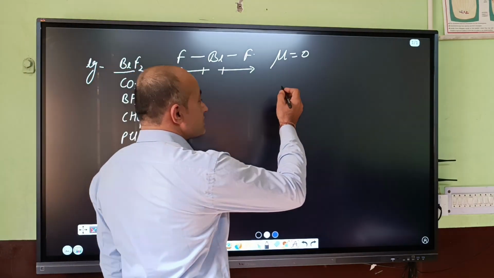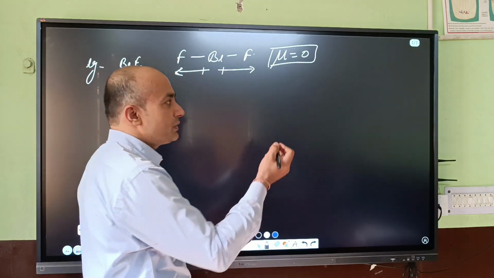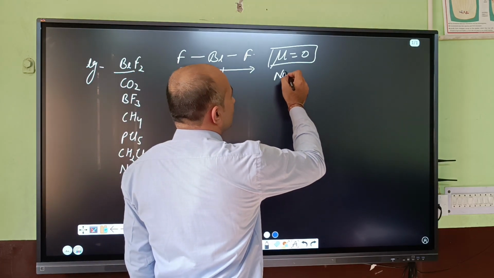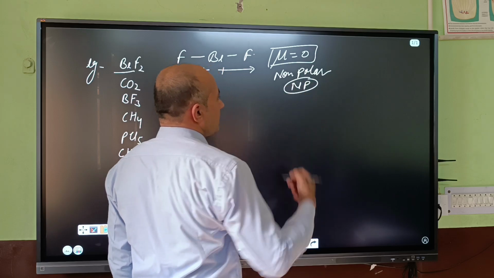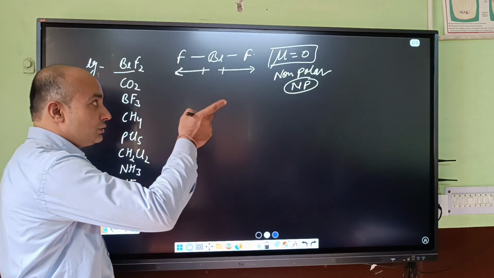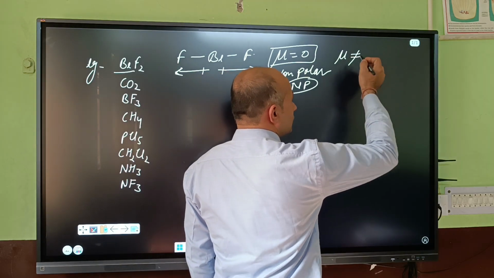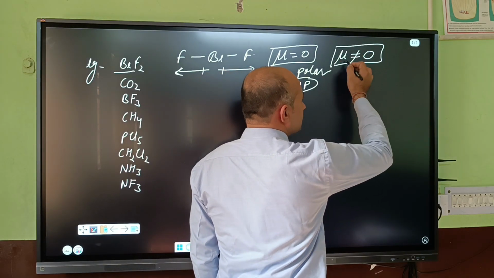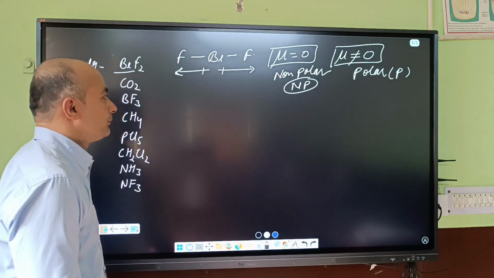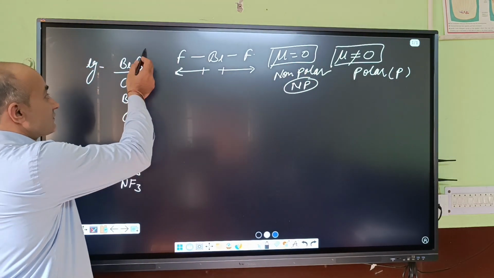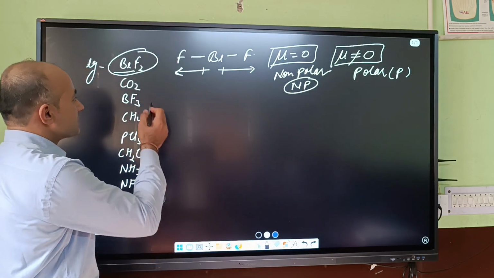If the net dipole moment mu is 0, then the molecule is said to be non-polar, right? Non-polar is represented by NP. If the total mu is non-zero, then the molecule is said to be polar, right student? That's why BeF2 is said to be non-polar, right?